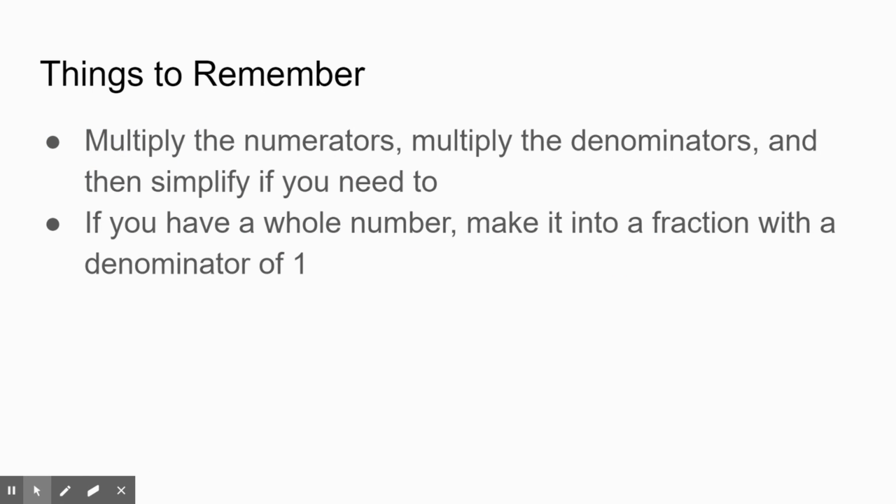So things to remember: you multiply the numerators and the denominators, and then simplify your fraction if you need to. And if you have a whole number, just make it into a fraction with a denominator of 1, and then multiply the numerators and the denominators and simplify. It's the same process for both. You just might need to make something into a fraction.